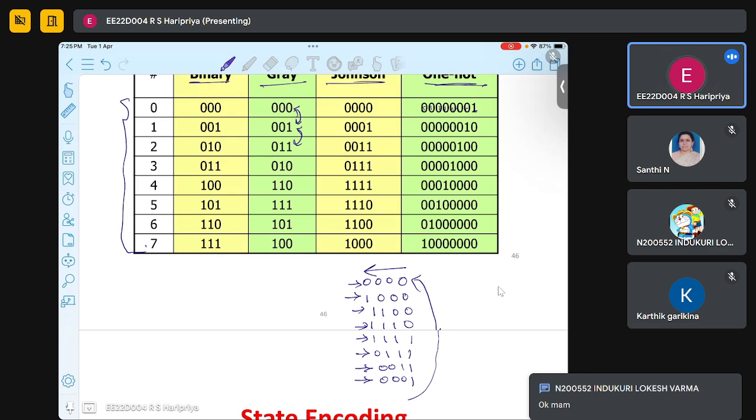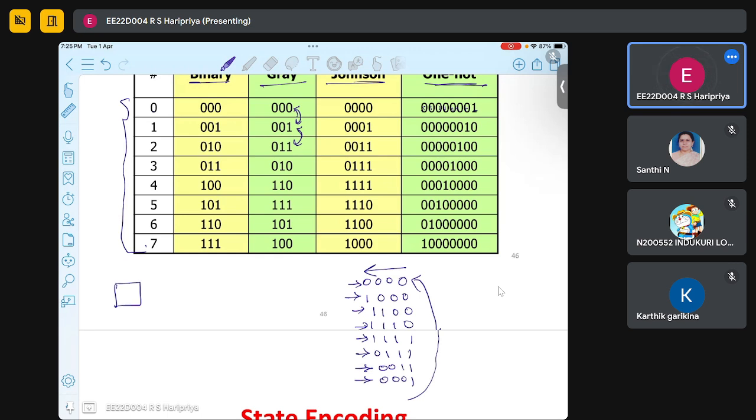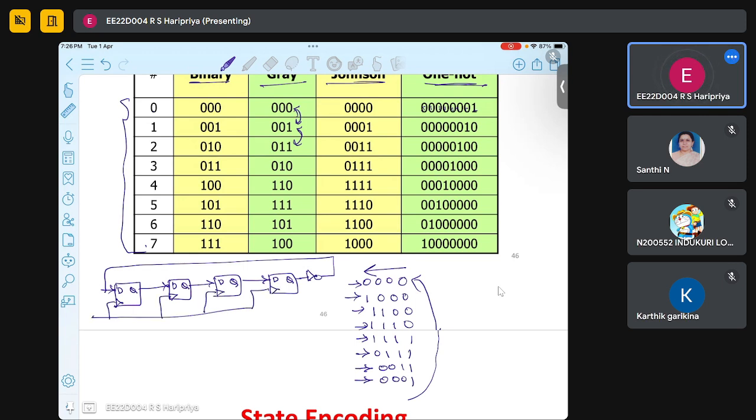I just want to draw the circuit, because for the Johnson counter, we have seen, if we consider 4-bit: D flip-flop, Q, D, Q, D, Q. This bit will complement and then give input here, and we'll have the same clock. This is called the Johnson counter.